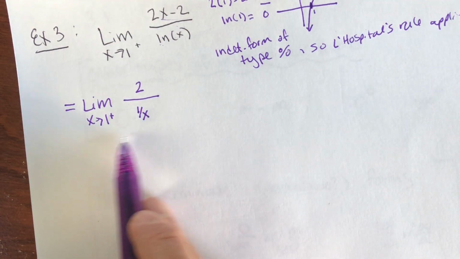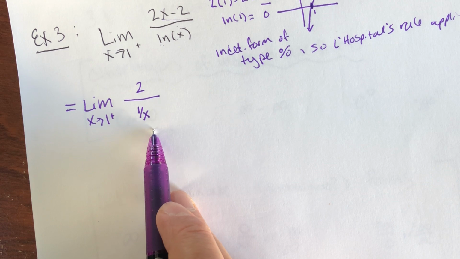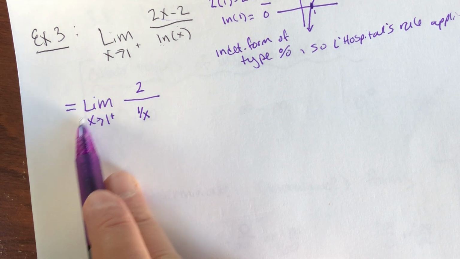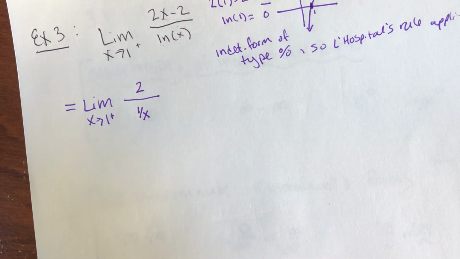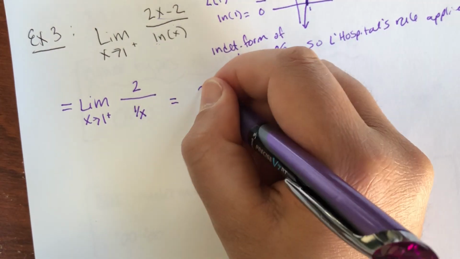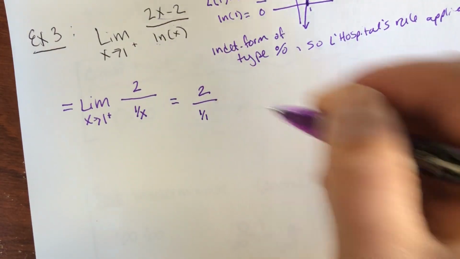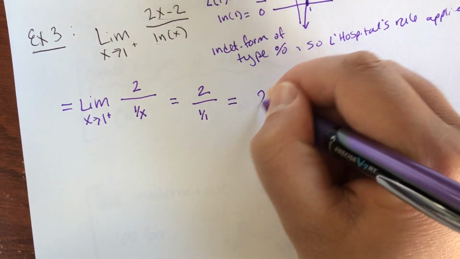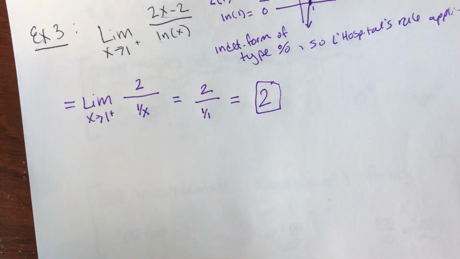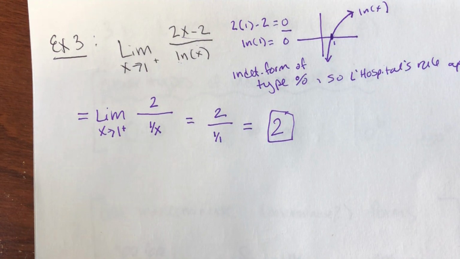Okay, so what happens if I try to take this limit as x goes to 1? Well, direct substitution is going to work here. I can just plug in x equals 1, it doesn't really matter that we're coming from the right, and I'm going to have a limit of 2 over 1 divided by 1, or 2 over 1, which is just equal to 2. So this limit exists and it's equal to 2.